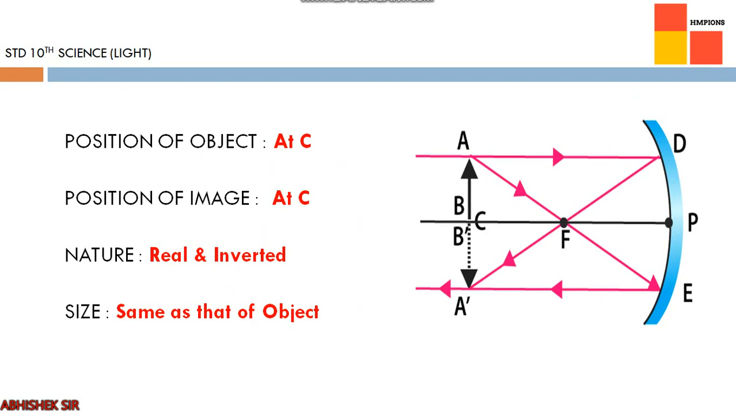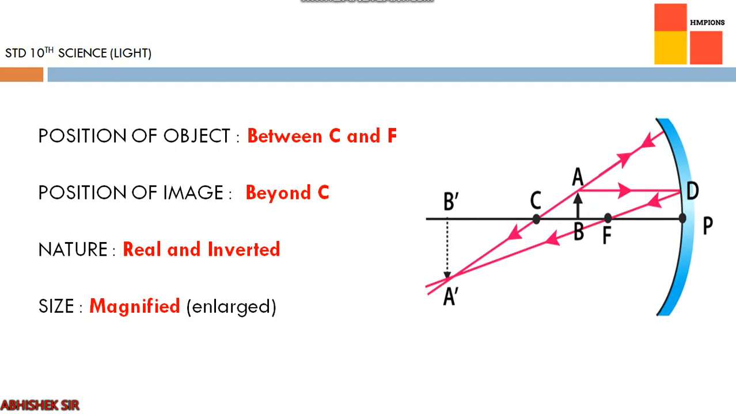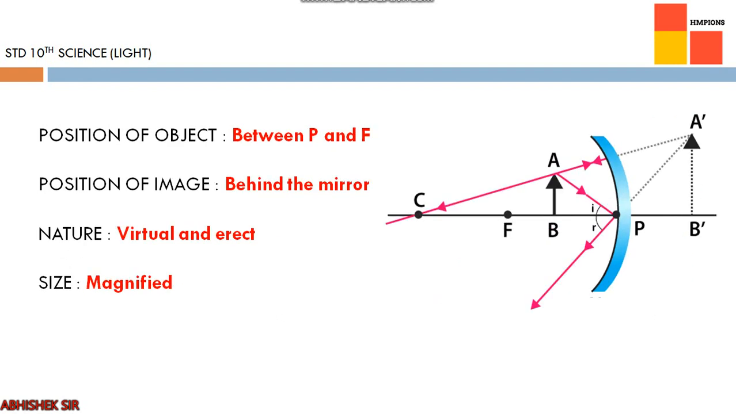Moving on to the next part, if the object is kept between C and F, after getting reflected, the light rays are joining or meeting beyond C. They are real and inverted, and the size, if compared, now the image is magnified than the object.